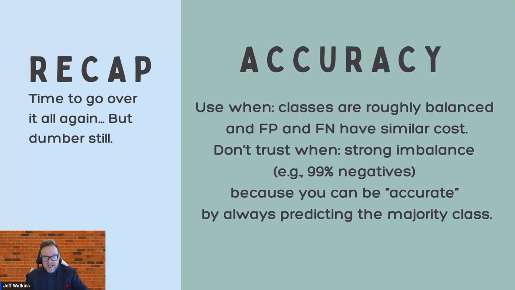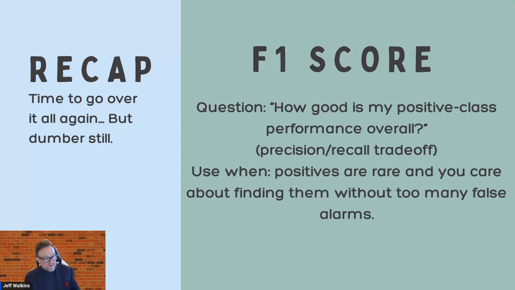So let's quickly recap everything we've covered today. Accuracy first. Use it when your classes are roughly balanced, and when things like false positives and false negatives have a similar cost. Don't trust it when you have strong imbalances, because you can always be accurate by predicting the majority class. Then there's the F1 score. How good is the positive class performance overall, the precision-recall trade-off? So this is slightly better than accuracy in some cases.